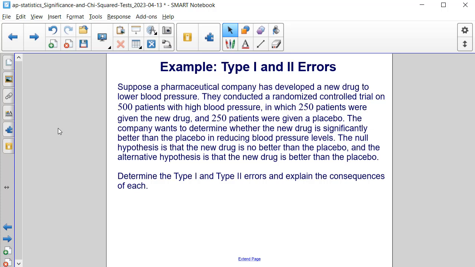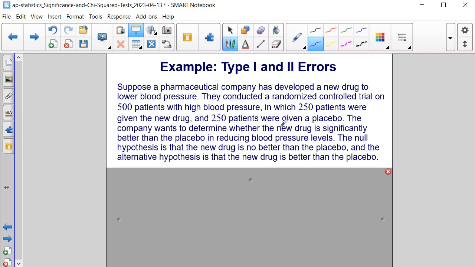The null hypothesis is that the new drug is no better than the placebo, and the alternative hypothesis is that the new drug is better than the placebo. Determine the type 1 and type 2 errors and explain the consequences of each. Let's get started.